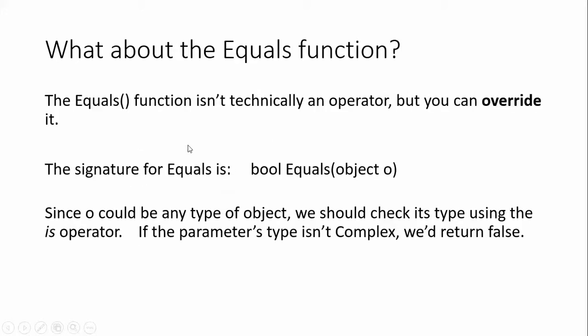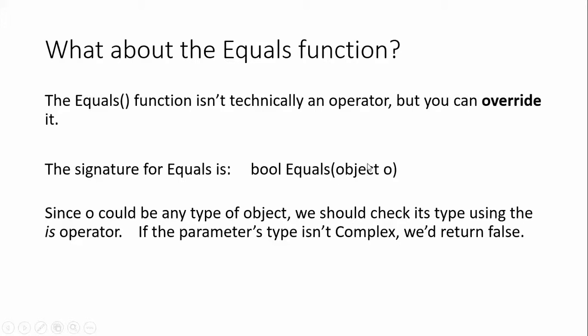Okay, what about the equals function? What if we wanted to compare the two complex numbers? Well, equals as a function like this is not really an operator. We can't overload it, but we can certainly override it, because it's virtual. But there's some interesting stuff here about this equals function. It is built into every object in C#.